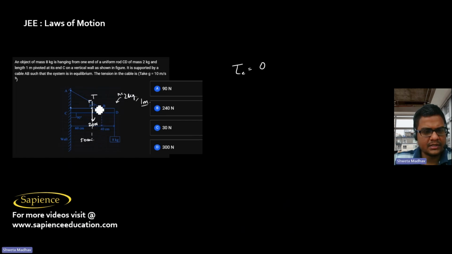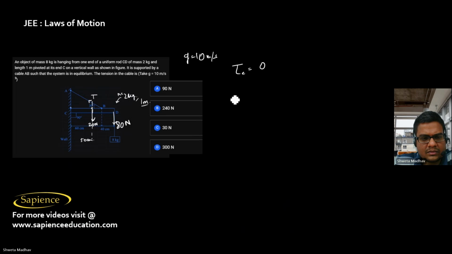And this T is acting at an angle of 30 degree. And 8 kg object is hanging from the end D. So it means here 80 Newton is acting. Since here it is told g, we have to take it as 10 meter per second squared. So now torque about point C is 0. So now if we say that the sum of the anti-clockwise torque equals the sum of the clockwise torques.